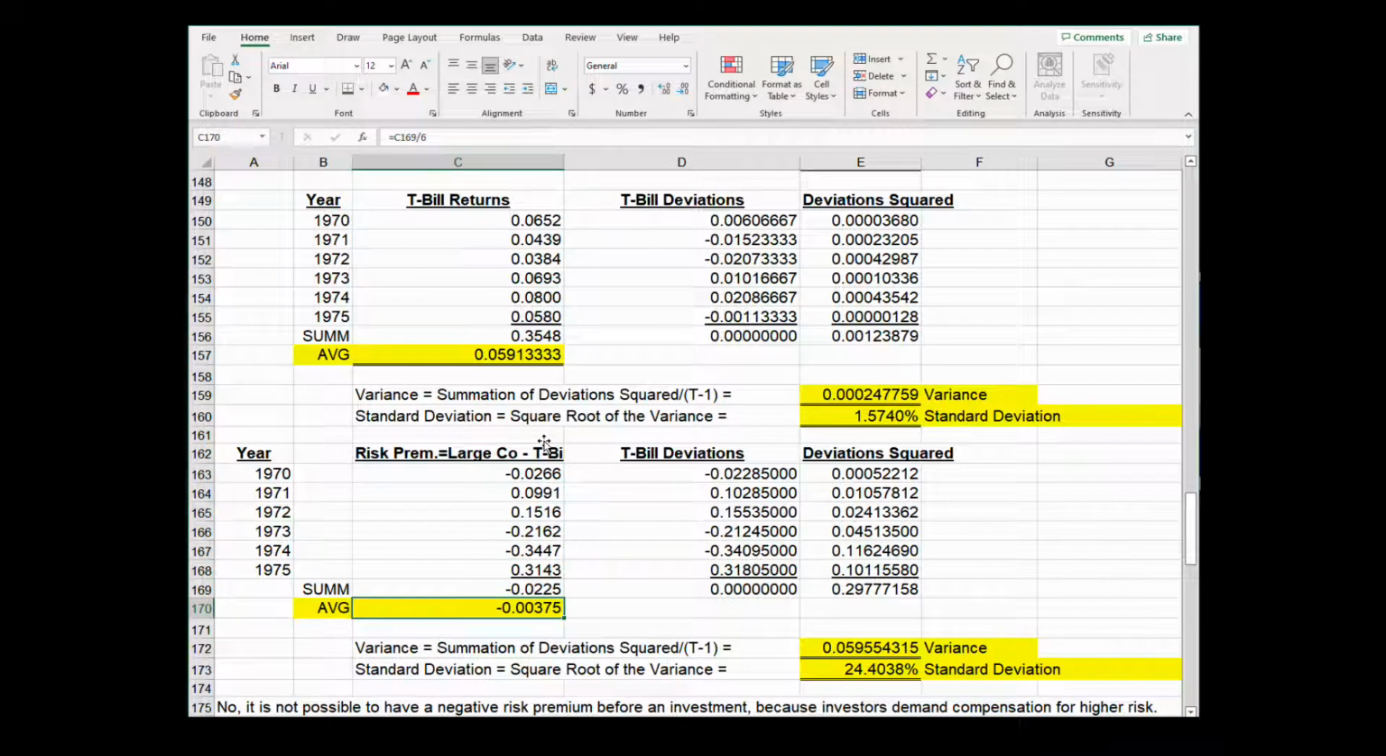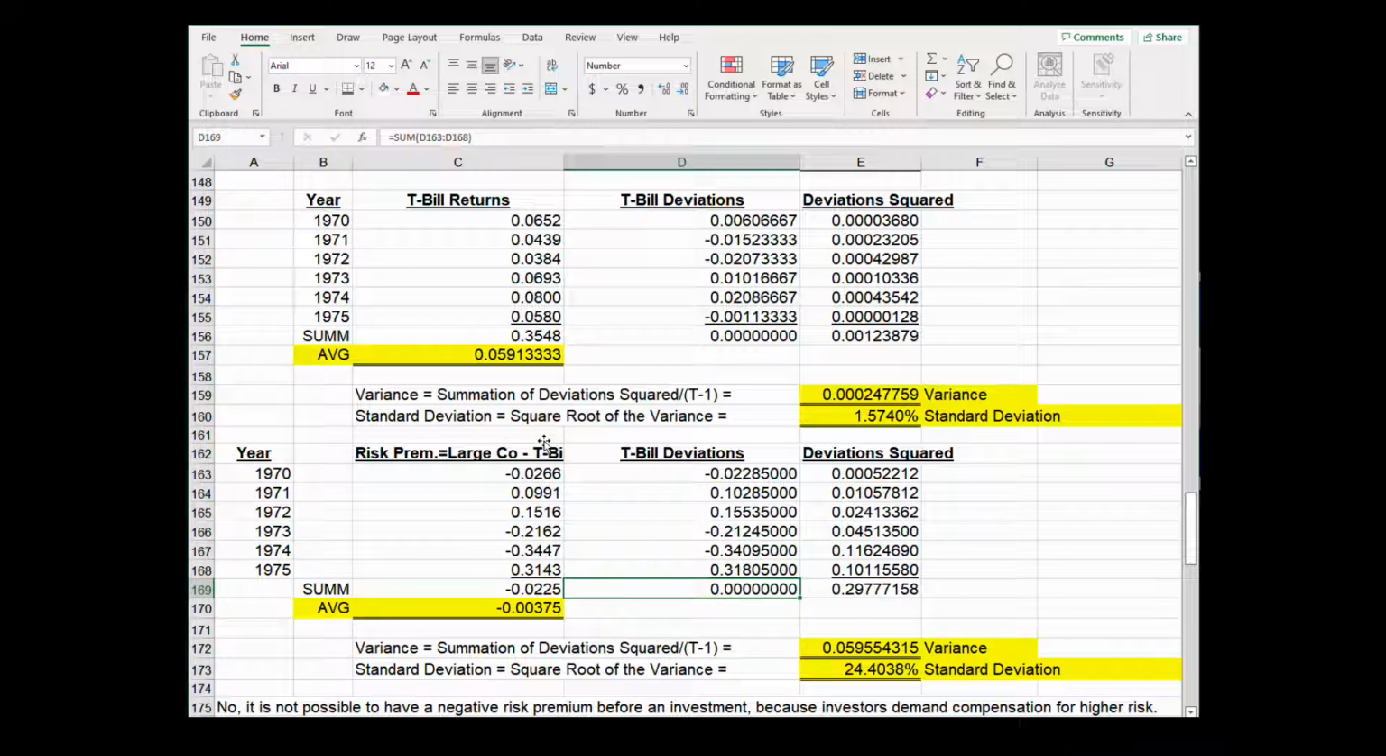Again, I want to go through the same process to calculate the variance and the standard deviation of the risk premium. So I will first of all calculate the average, which is divide all the 6 risk premiums up and divide by 6. And then same process to calculate the deviation. Take the actual minus 0.0266 minus the average minus 0.00375. And I get a deviation of minus 0.02285000.